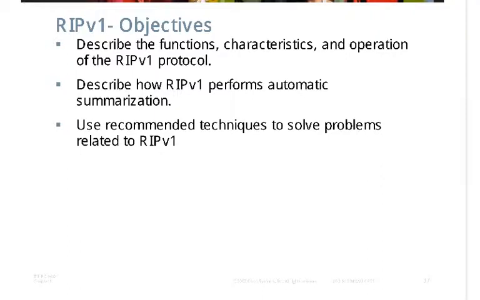So the high-level objectives of that part are to describe the functions and the characteristics of the RIP version 1 protocol, to describe how RIP version 1 performs automatic summarization, so we'll know what automatic summarization means and how it works, and what the recommended techniques are to solve problems related to RIP version 1, like for example the problem of routing loops, and what techniques RIP version 1 supports. Okay.